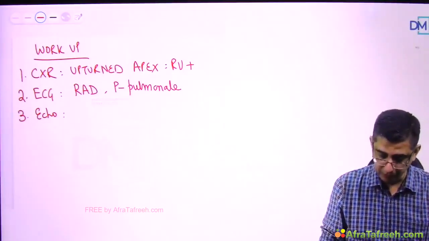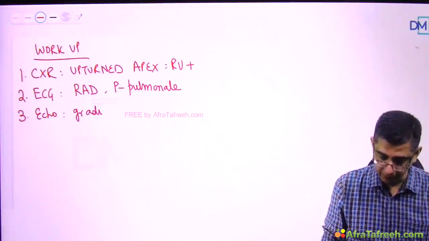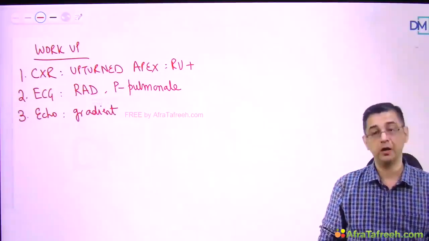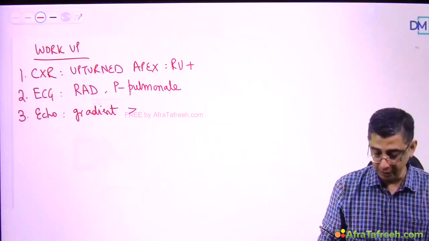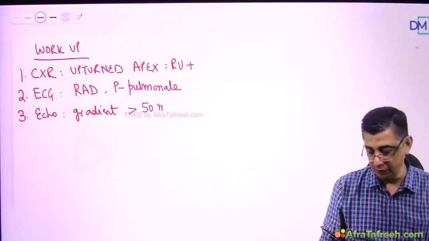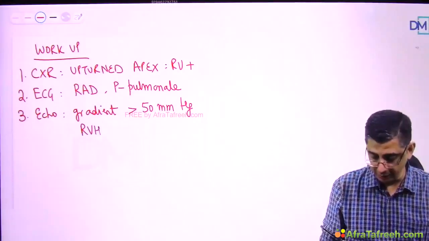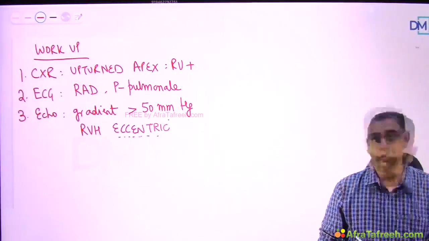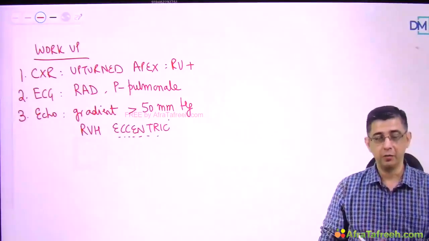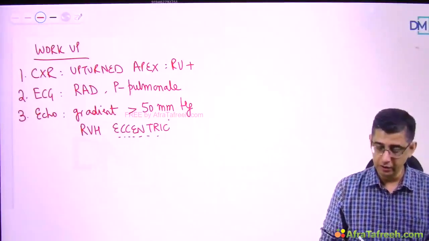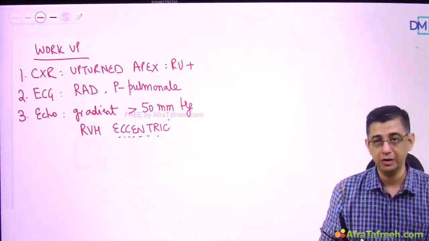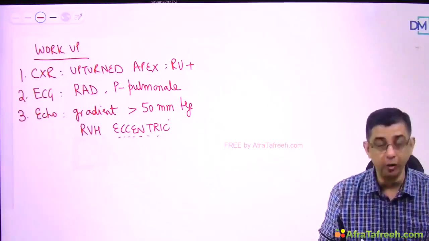The echocardiography can measure the gradient between the RV and the pulmonary artery of the patient. The gradient between the right ventricle and the pulmonary artery will be more than 50 millimeters. There might be a right ventricular hypertrophy of the eccentric variety. Mark my words there. Concentric hypertrophy of the heart is seen with tetralogy of Fallot, and eccentric hypertrophy of the heart is seen with patients who are having pulmonic stenosis.